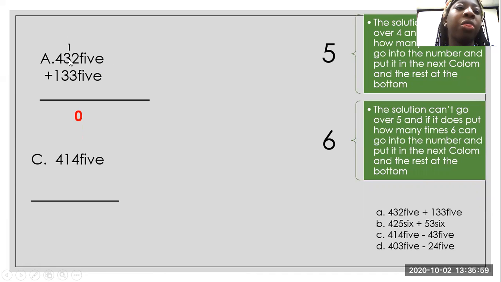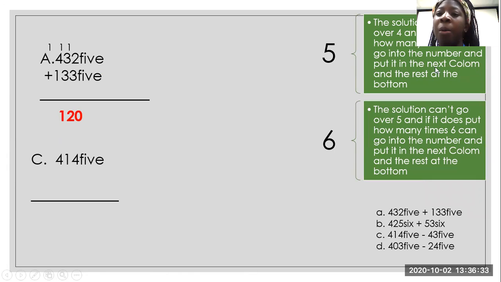So now we have 3 plus 1 plus 3. We have a 7. So 1 will go up here because 5 will go into 7 one time, and then we have 2 left over. And now we have 4 plus 1 plus 1, which will give us 6. We only have 1 and 1 because 5 can go into 6 one time, and then we have 1 left over.